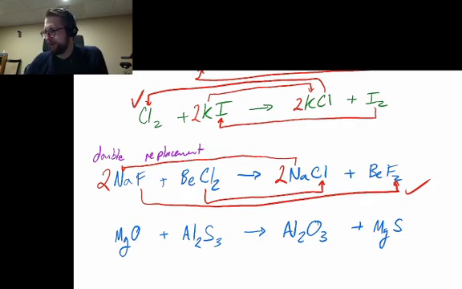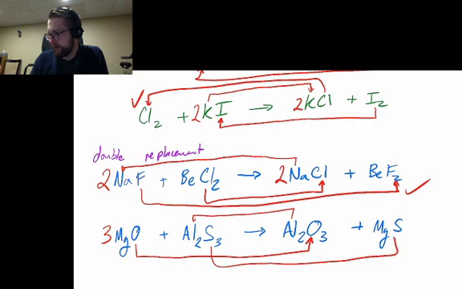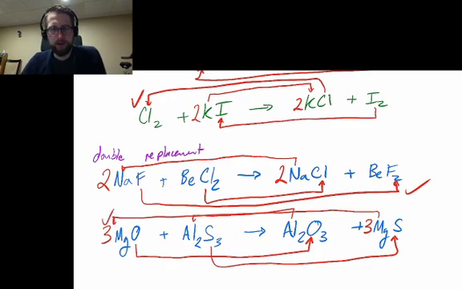So we are going to just start with any inequality we want for balancing. So let's start by comparing oxygen. So oxygen's not equal. So let's fix that. We're going to put a 3 in front. I'm going to compare my aluminums. My aluminums are good. I'm going to compare my sulfur. My sulfur is not good. So I'm going to fix it. And now I'm going to go back and compare my magnesium, and I'm good. So that's the final answer there.